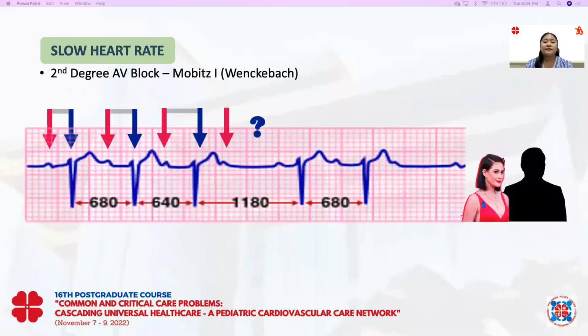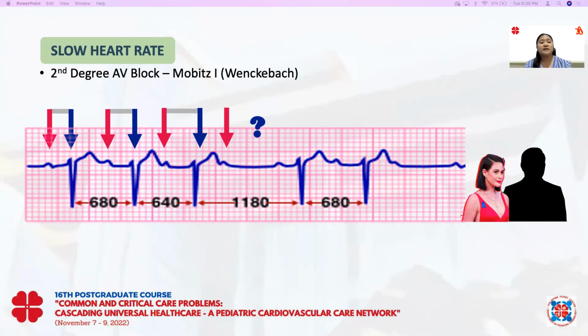Now, in second degree AV block, some of the atrial impulses are blocked before reaching the ventricles. In Mobitz type 1 or Wenckebach phenomenon, there is progressive prolongation of the PR interval until an atrial impulse is not conducted to the ventricles. This may be present in some healthy children, but it may also be caused by some drugs or any condition that stimulates the vagal or parasympathetic tone.